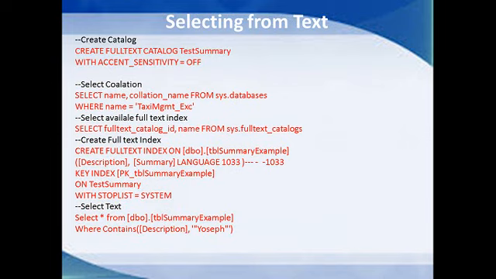So the steps are: you have to create a full text catalog, you have to create a full text index, and then you can select. And there are different keywords that we can use, like CONTAINS is the first one. CONTAINS means select any record that contains that specific word. So if I say Yosef, it will automatically bring it. There are many keywords that we can use. You can go through them one by one.